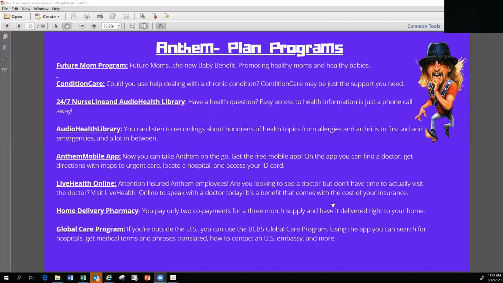And one of the cool parts about this program is that you only get charged for 2 months' worth of prescriptions, so you get 1 month free. And then they have a global care program. Now this program, just so you know, with Anthem is one that is accessible all over. It's not just a local plan.